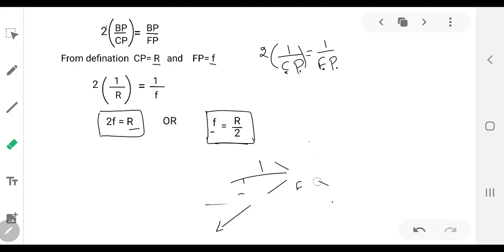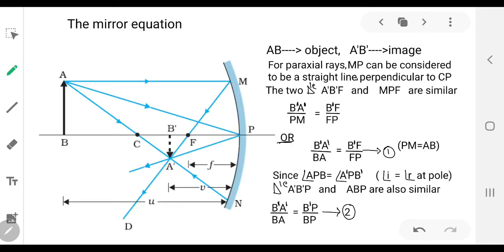So next we'll move on to the mirror equation. The derivation of the previous equation gives you the relation between focal length and radius of curvature. In this next part, the mirror equation, the derivation gives you the relation between object distance, image distance and focal length.